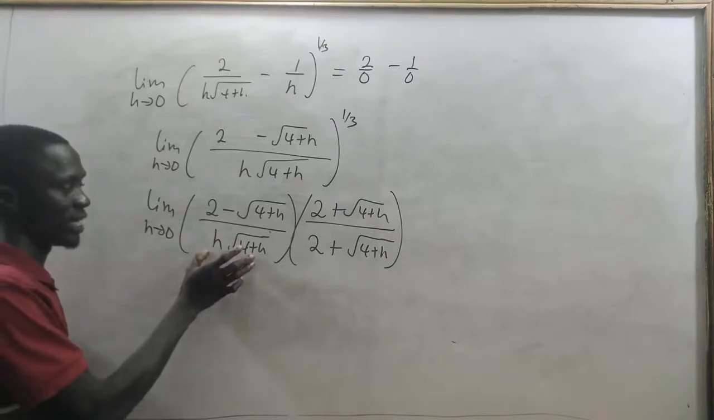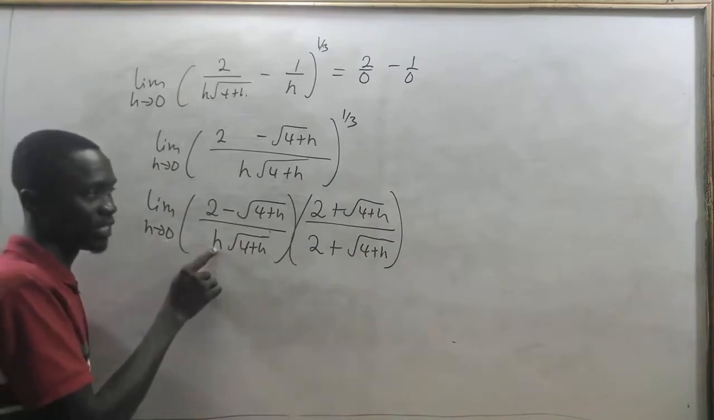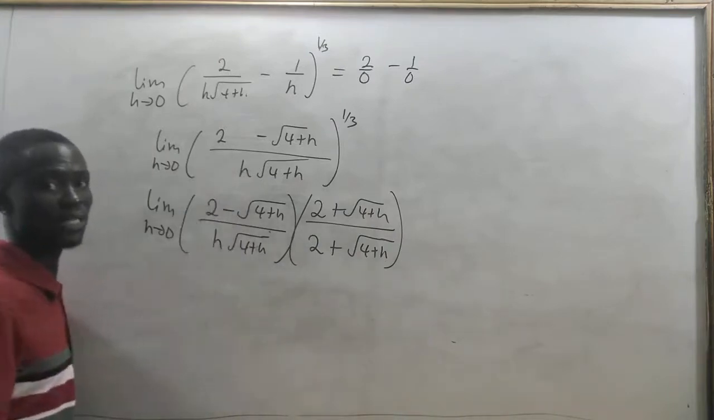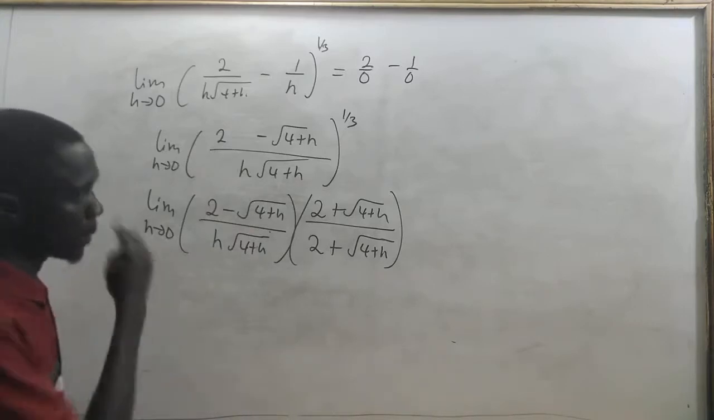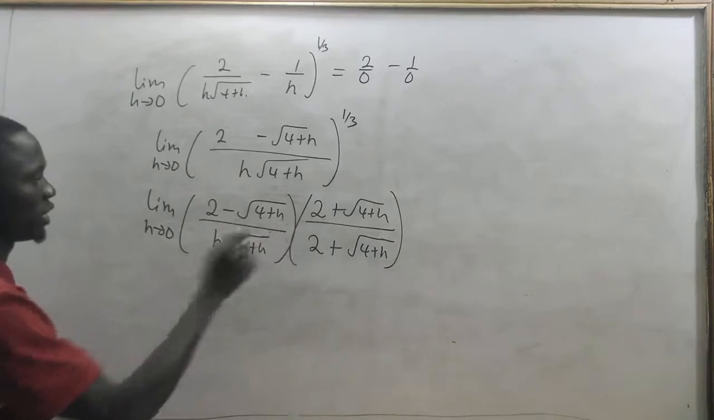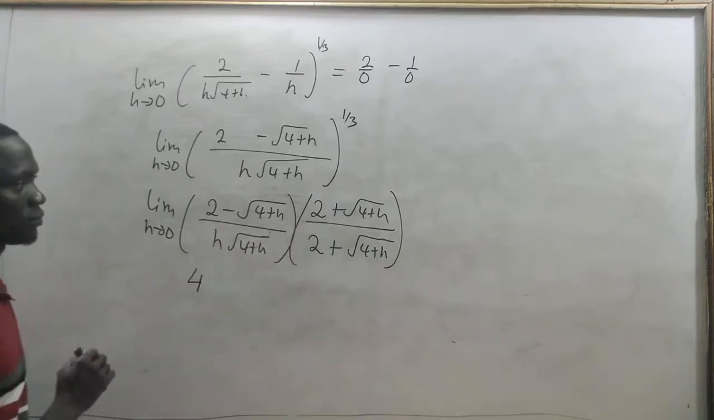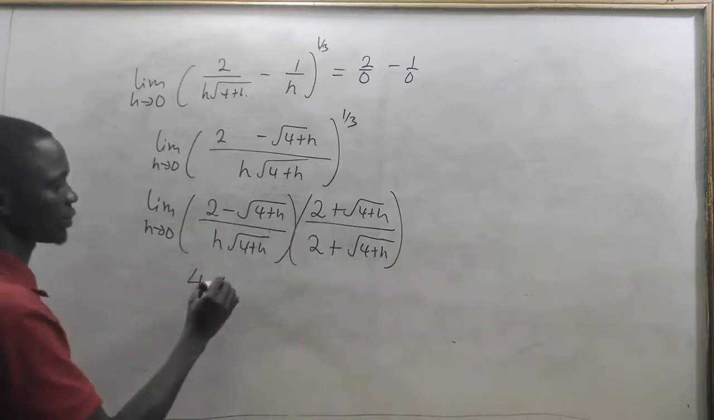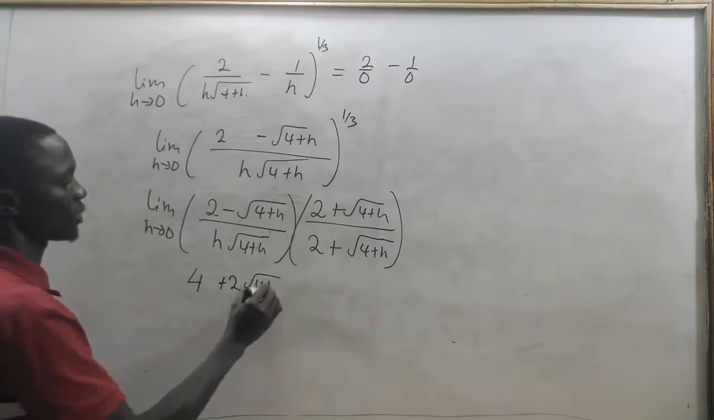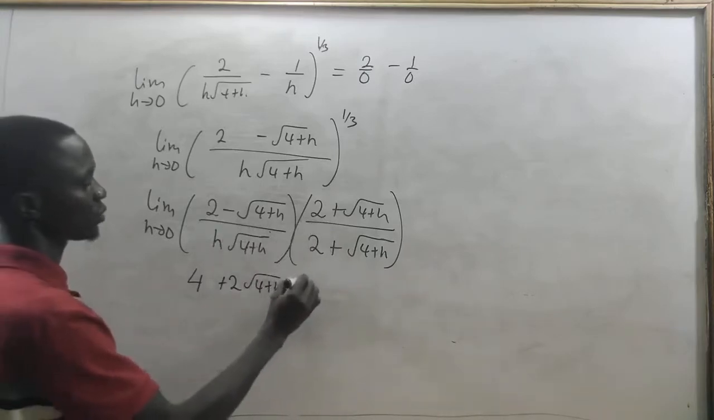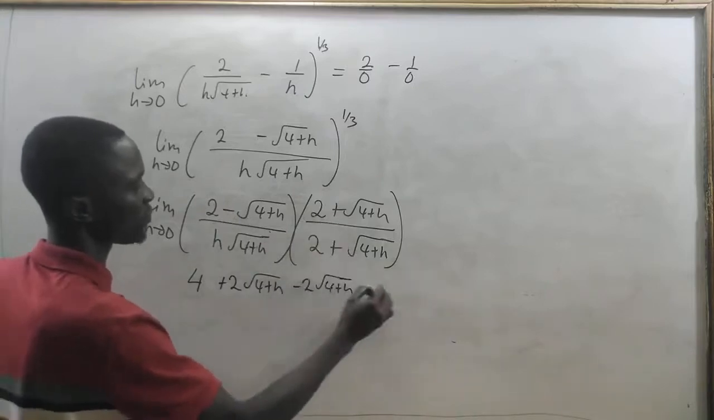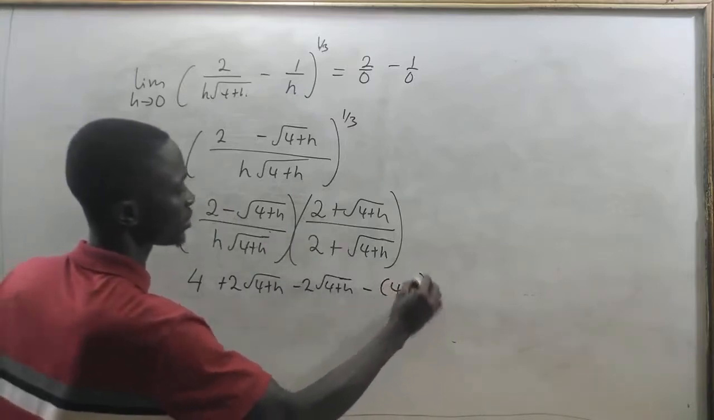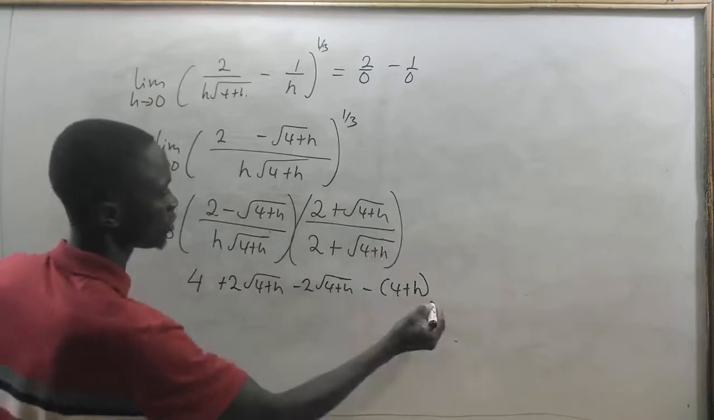Because when you reach here, as h approaches 0, if you put 0 here, this will still be 0 divided by 0. So that's why we are continuing. Now, 2 times 2 here will give us 4. 2 times this will give us plus 2 square root of 4 plus h. This times that will give us minus 2 square root of 4 plus h. This times that will give us minus 4 plus h, because the square root will cancel the square root.